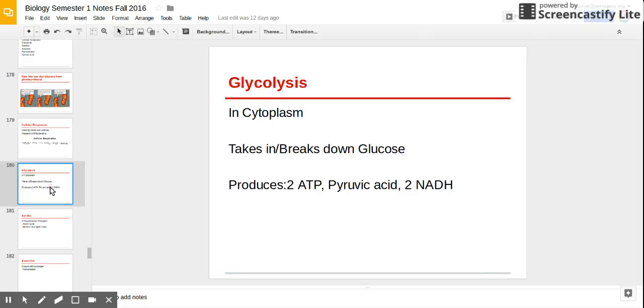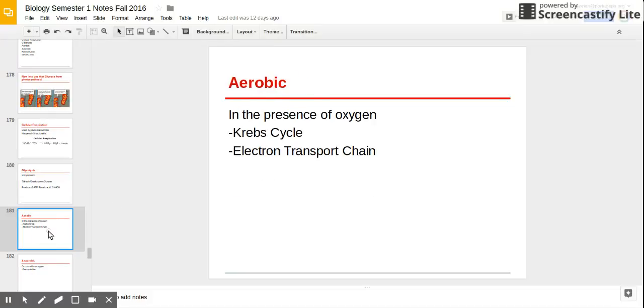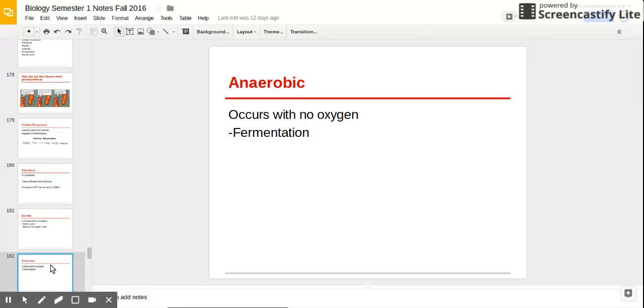Okay. Anything I talk about here, you guys, this is always the first step. Glycolysis is always the first step. Okay. If you have oxygen, you go on to these two. Okay. If you don't have oxygen, you go to this. Okay. Called anaerobic. Think of the prefix an means not. Okay. Think if you're anti something, you're against something. Okay. Anaerobic means no oxygen.